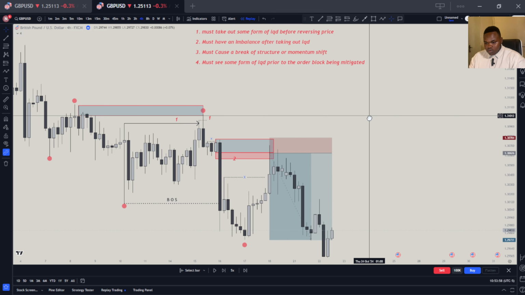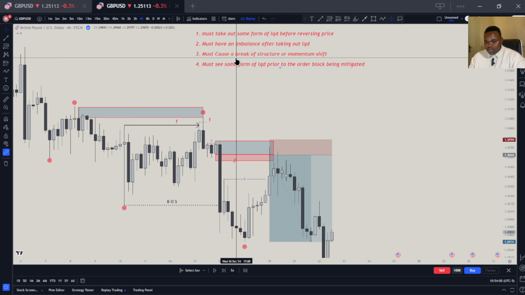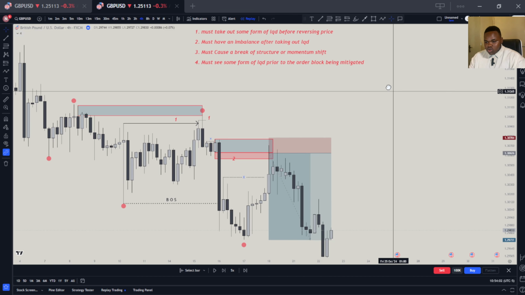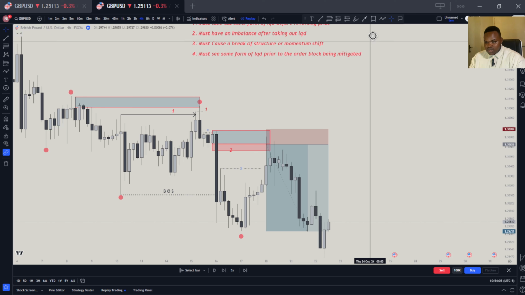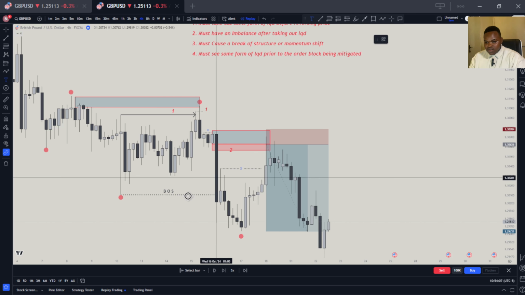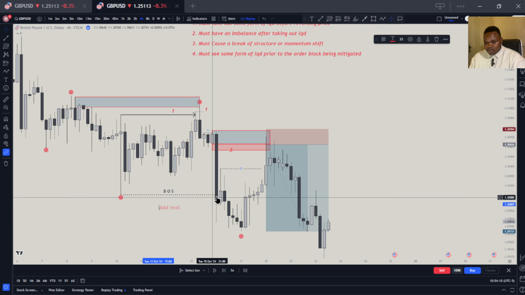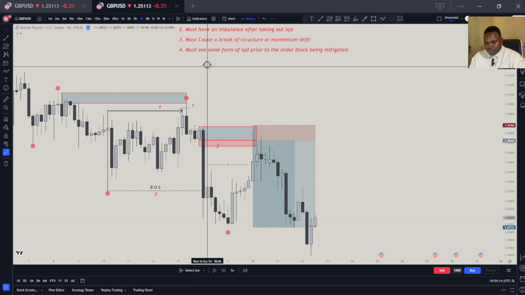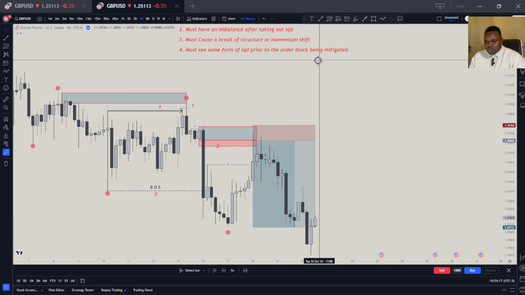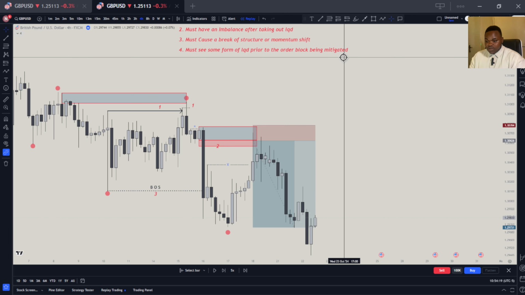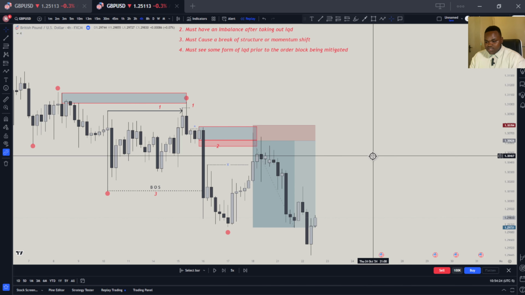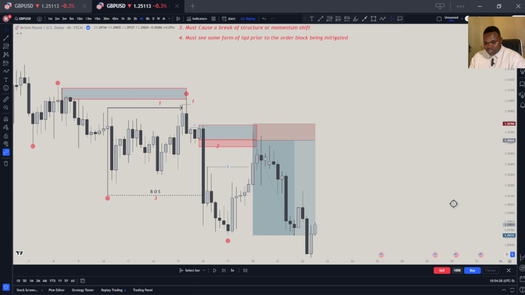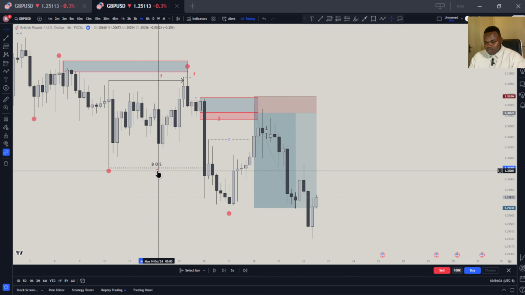Number three, must cause a break of structure or momentum shift. That's the third most important thing. And the fourth most important thing, which is probably the most important of them all: must have liquidity lying before it is mitigated, which is this right here.